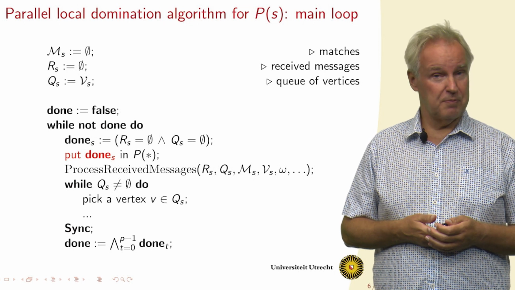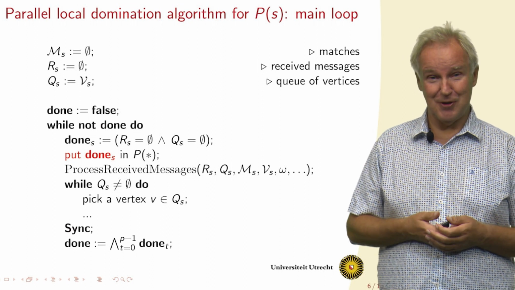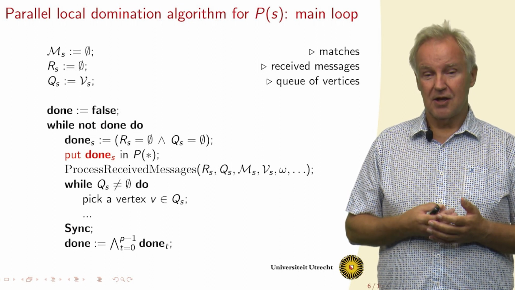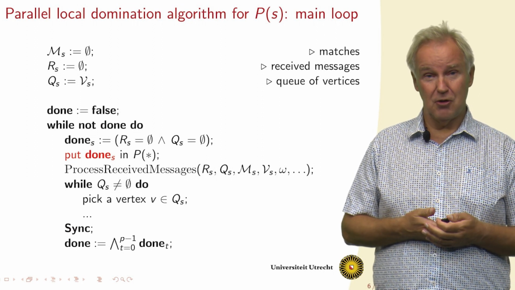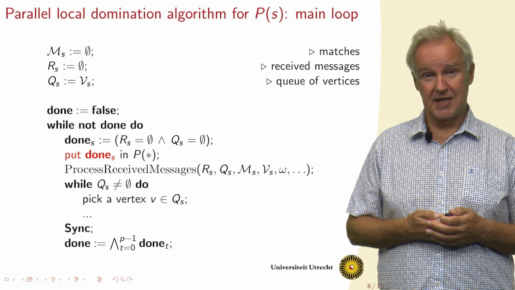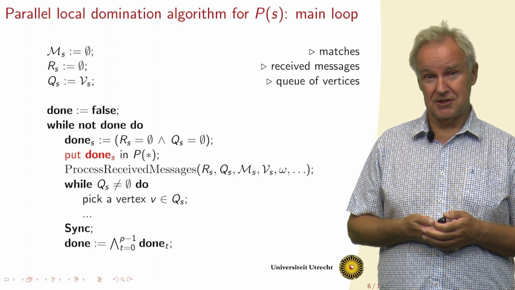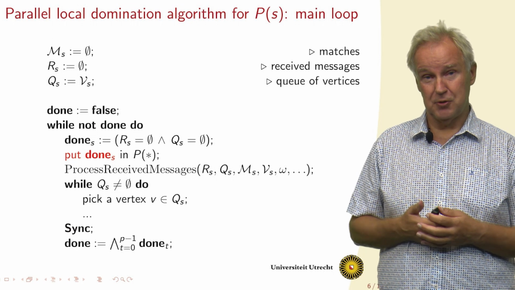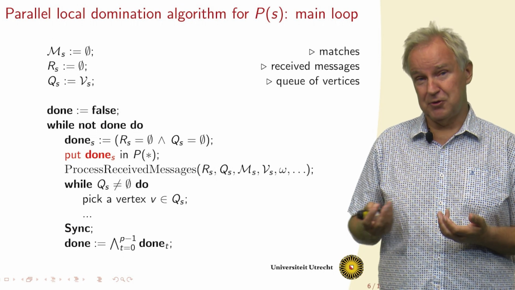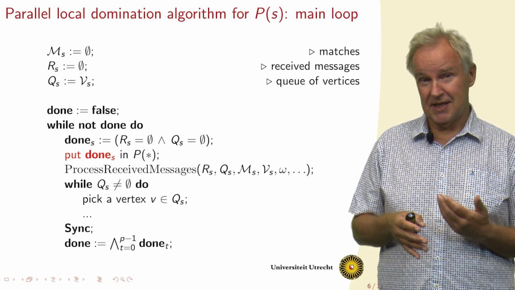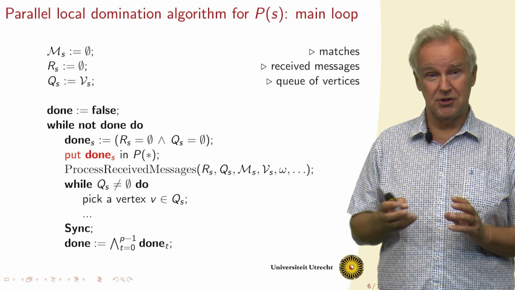Then the main loop runs on while we're not done. We start, of course, with done equals false. And then, how do we detect that we are done? Well, every processor has a local variable, done of S, which is true when both the received messages queue is empty, and the work queue, QS, is empty. If you receive messages, you may have to do work, but if you didn't receive anything, that doesn't cause any work, and if the work queue, QS, is empty as well, then you are done.